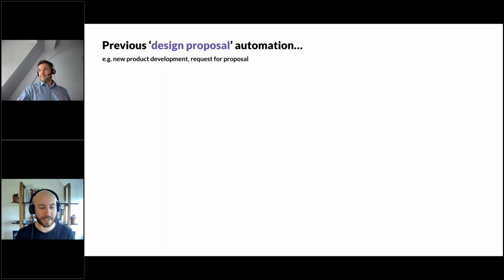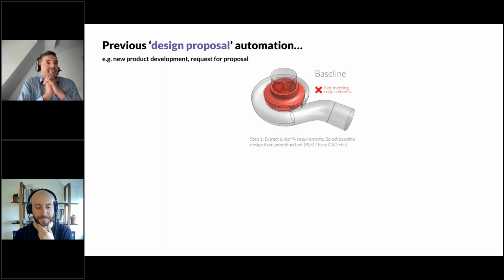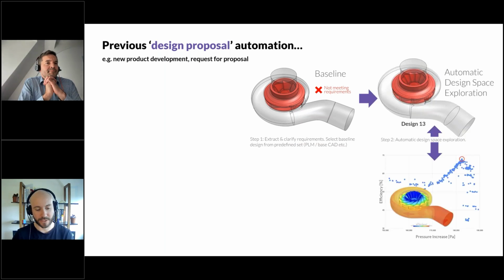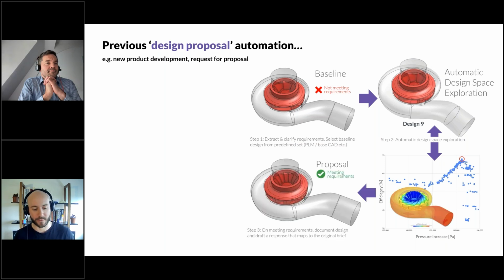To frame this, we want to focus on the design proposal route. As David has been saying, this could be used for new product development, for an RFP, or you could be trying to automate internal workflows to generate optimization studies. Previously, if the starting point was a baseline design and you wanted to automate getting to a proposal, you had to extract requirements, set up an automatic design space exploration, so some automated iteration loops, then produce hundreds of different designs, pick out an optimal one, hopefully one that meets the requirements, and then you have a new design proposal.